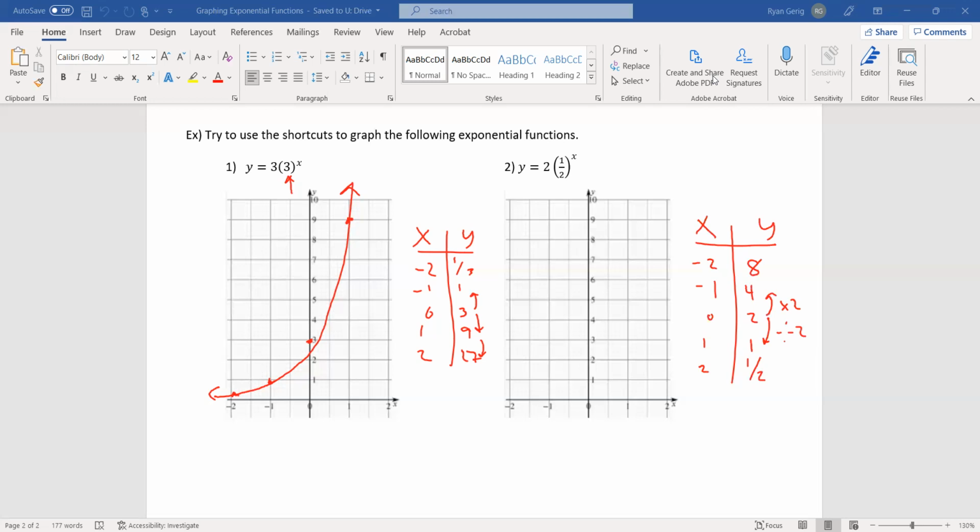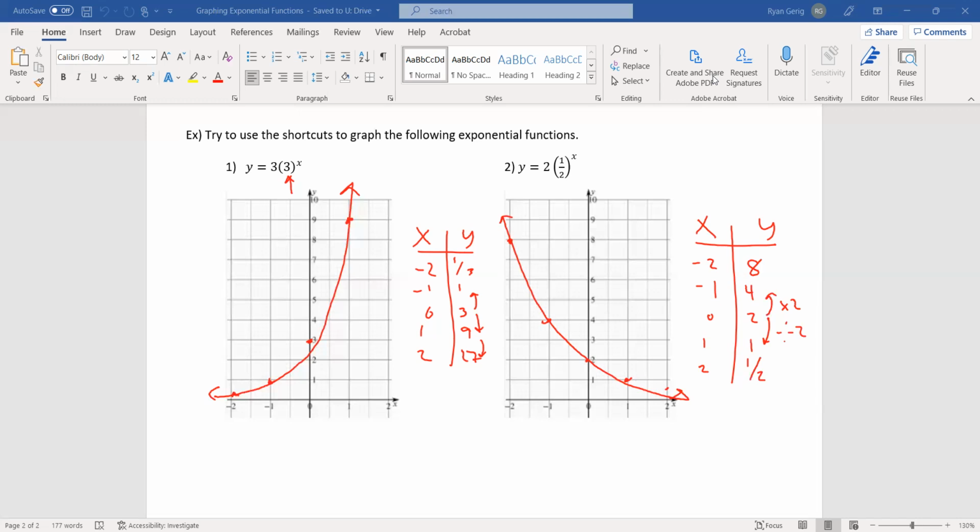Okay. Now, if you start from the very top and just go down, 8 divided by 2, 4 divided by 2, 2 divided by 2, 1 divided by 2, you see that it's consistently dividing by 2, which is what the b value shows. So negative 2, 8, negative 1, 4, 0, 2, 1, 1, and 2, 1/2. And there's your decay function.